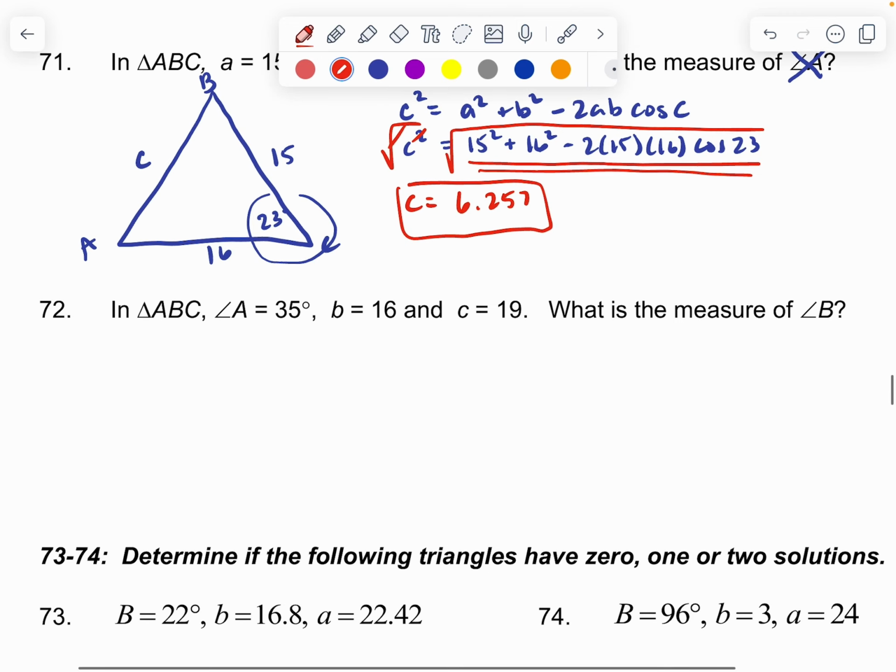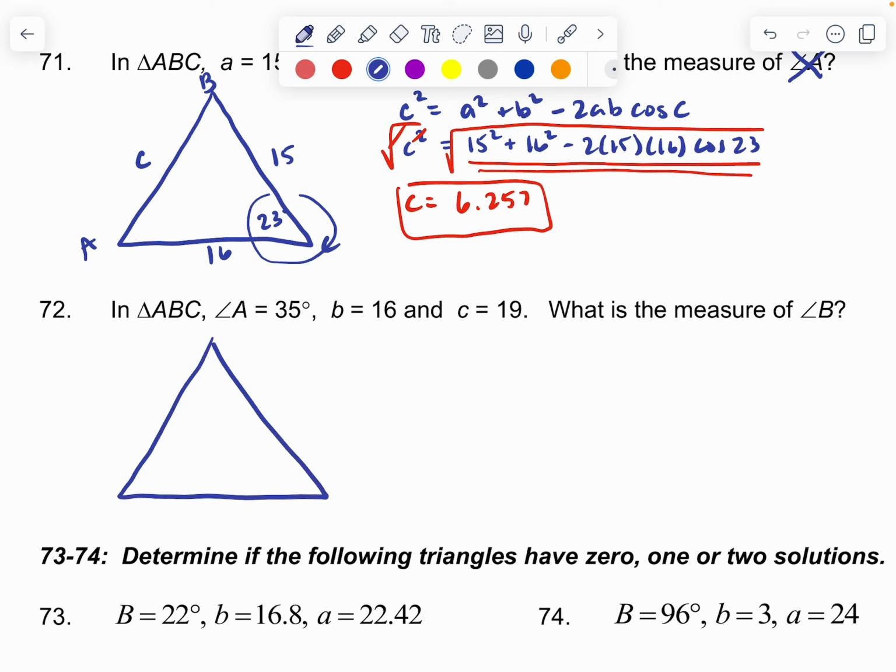I apologize, this is a long video. This was a hard part of the review. Okay, we've got ABC. It says angle A is 35, little b is 16, little c is 19. And you guys, I think I changed this to find side A. So again, I don't have an angle on opposite sides, so I have to go with law of cosines. So I'm going to go, because I'm looking for a little a, I'm going to go with little a squared equals little b squared plus little c squared minus 2bc cosine of a.